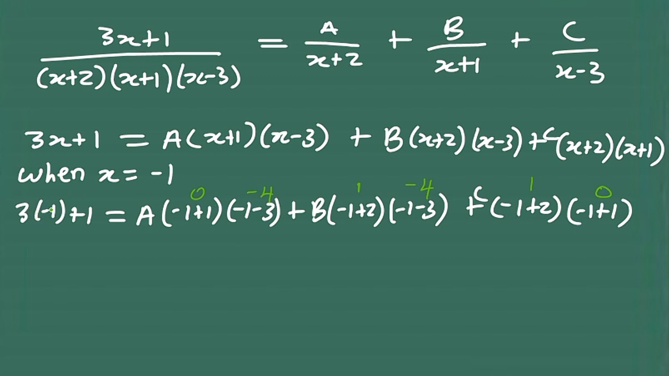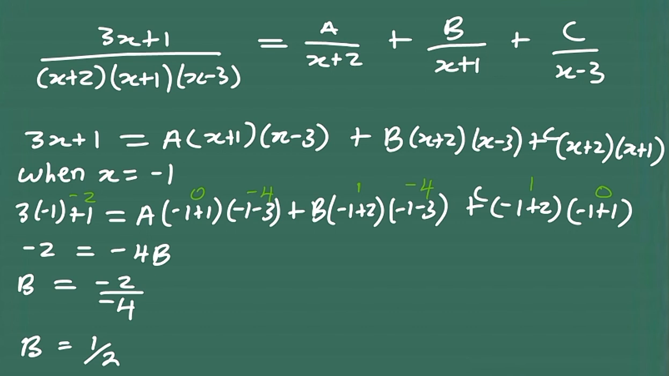Okay, let's say this will be -3 plus 1, which gives us -2. So we are going to have -2 equals, this is gone, 0, because 0 times any number is 0, and here also is gone. So basically we are left with 1 times -4 times b, and this will be -4b. Solving for b, we are going to have b equals -2 all divided by -4, and here b will give us positive 1 over 2.